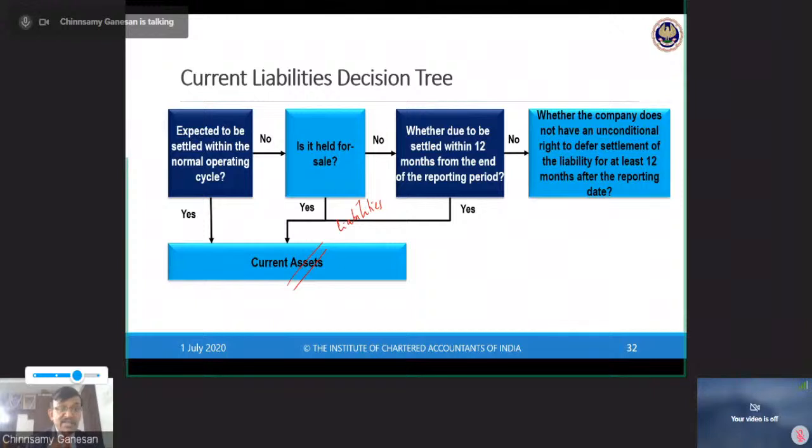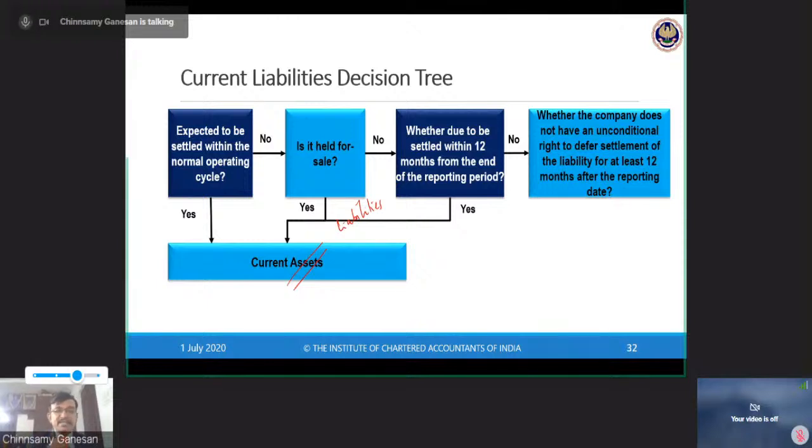Then the test is whether you have an unconditional right to defer the settlement beyond 12 months. Whether you have an unconditional right to defer settlement, meaning what? For the next 12 months, the lender cannot ask me for any repayment. The creditor cannot ask me for any repayment. There is a dispute in arbitration; the other party cannot ask me for any payment. I have an unconditional right, a unilateral right, to defer the settlement beyond 12 months.